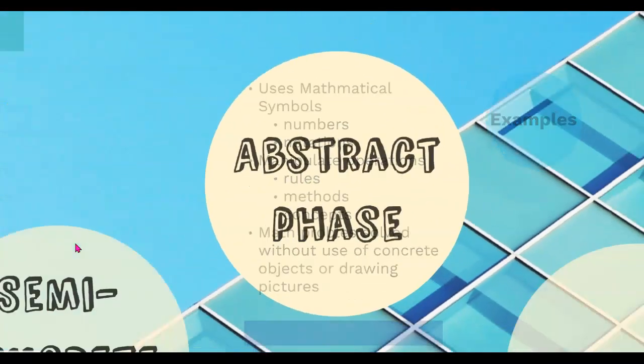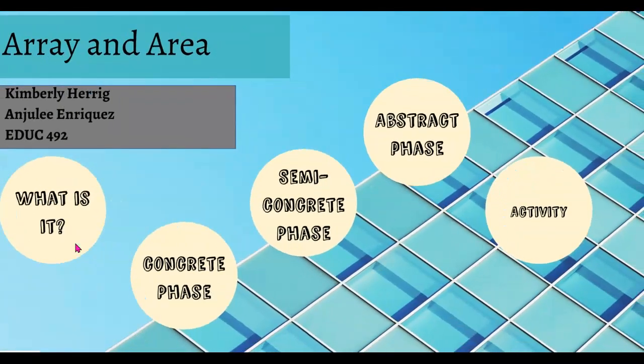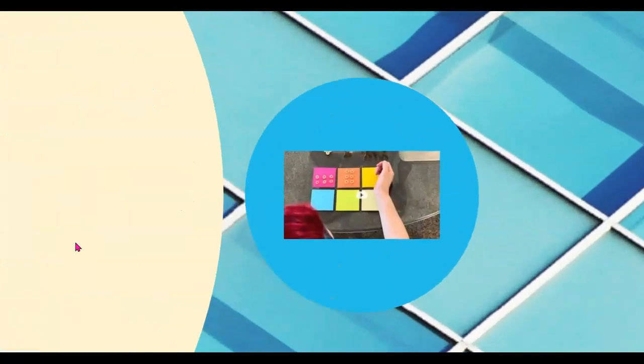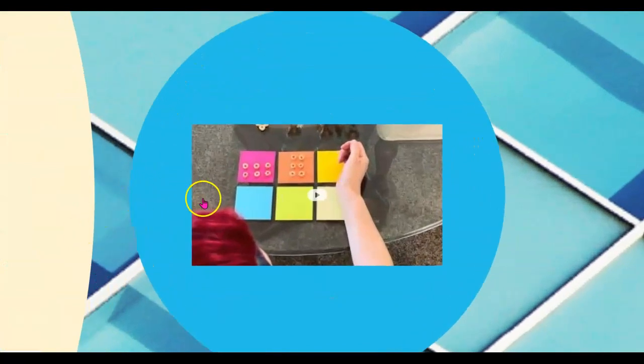And we're going to share with you an activity. This activity is going to use the concrete phase, meaning that we will be using manipulatives. The only materials you need are any type of manipulative that you have in your home. These are just some examples, such as cereal, beans, coins, marbles, rocks, anything small that you can manipulate. And here is our video that explains our activity.